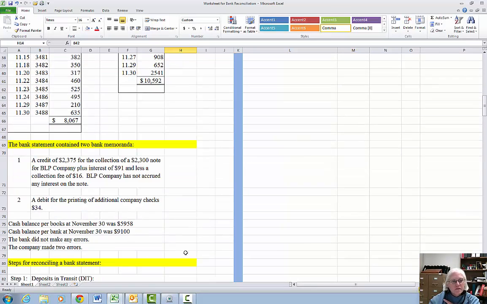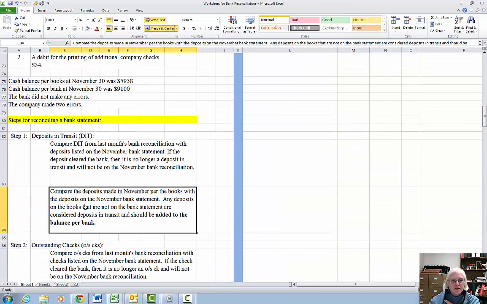Alright, a second part of that step is to compare the deposits made in November per the books with the deposits on the November bank statement. Any deposits on the books that are not on the bank statement are considered deposits in transit and should be added to the balance per bank.